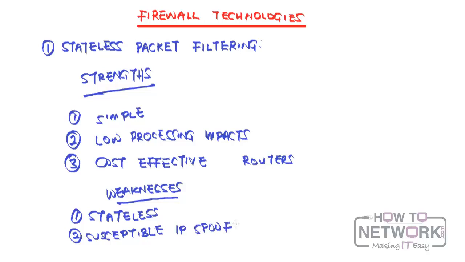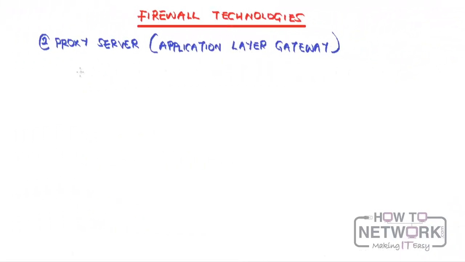So we know that even though stateless packet filtering gives us basic packet filtering capabilities, which is nice because it's not so processor intensive, we cannot really use this firewall technology because it doesn't meet the needs of today's demands. The next one that we're going to consider are the proxy servers, also called the application layer gateway, ALG.